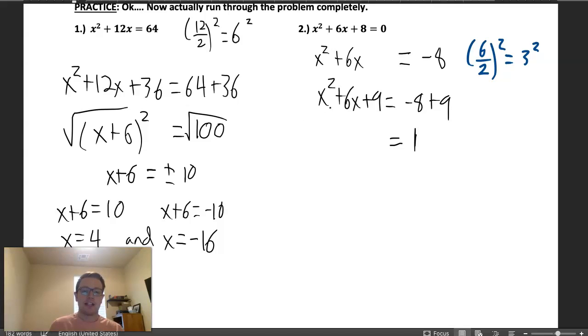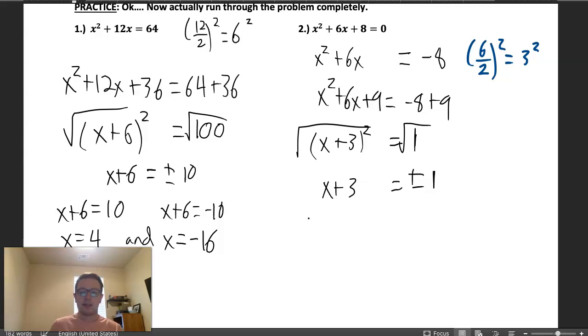And what about this left-hand side? Well, factors of 9 that add up to 6 are going to be plus 3 and plus 3. So this will be x plus 3 squared is equal to 1. From here, what do we do? Well, we're going to take the square root of both sides. So our square root and our square will cancel. Square root of 1 is going to be plus or minus 1. And we're left with just x plus 3 is equal to plus or minus 1.